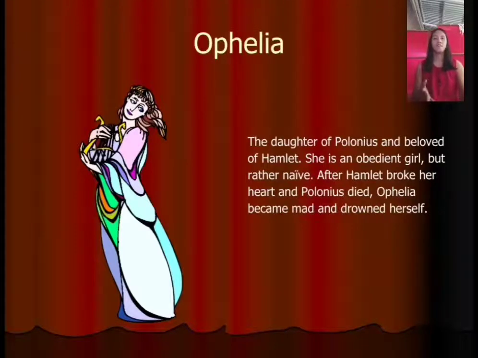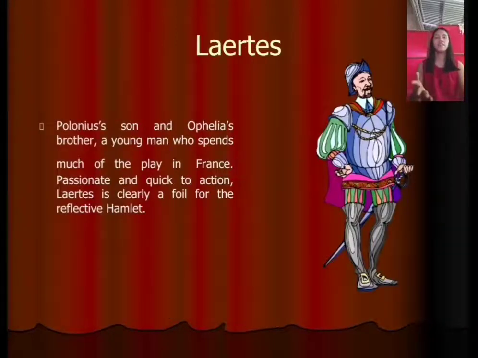Ophelia. Ophelia is the daughter of Polonius and the beloved of Hamlet. She's an obedient girl and rather naive. After Hamlet broke her heart and Polonius died, Ophelia became mad and drowned herself. Laertes. Laertes is Polonius' son and Ophelia's brother, and he is also a young man who spends much of the play in France. He is passionate and quick to action, unlike Hamlet, who is quite reflective.